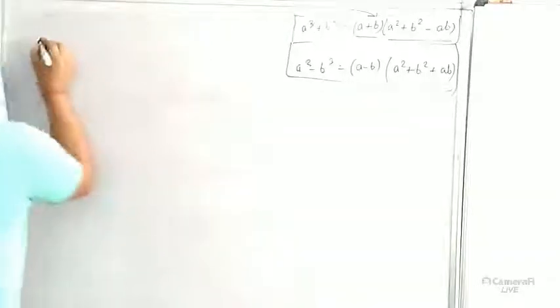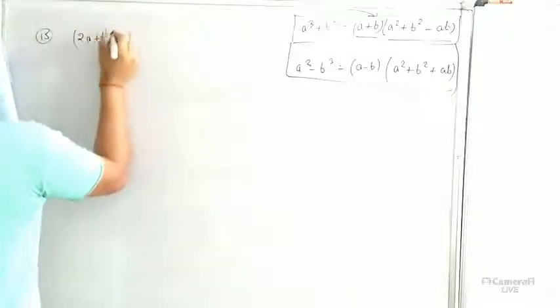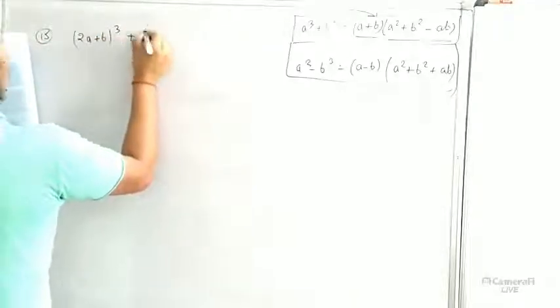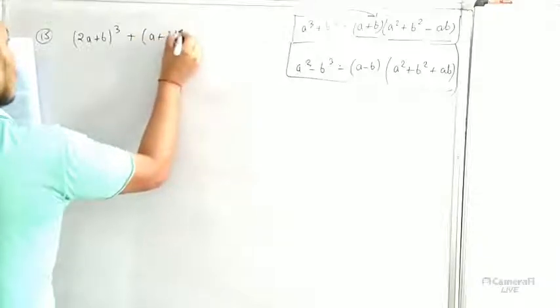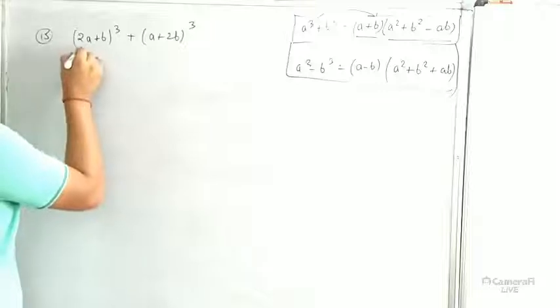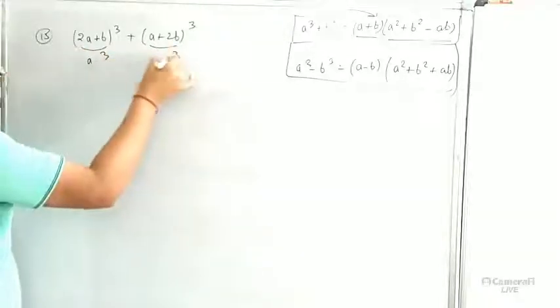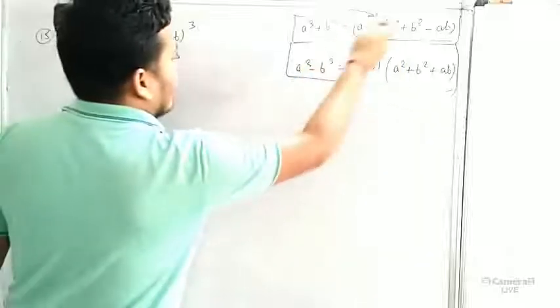Now 15 is given here: (2a plus b) whole cube plus (a plus 2b) whole cube. Same question is coming here. This whole part is a, this whole part is b. So a cube plus b cube, so (a plus b) whole cube, a cube plus b cube.